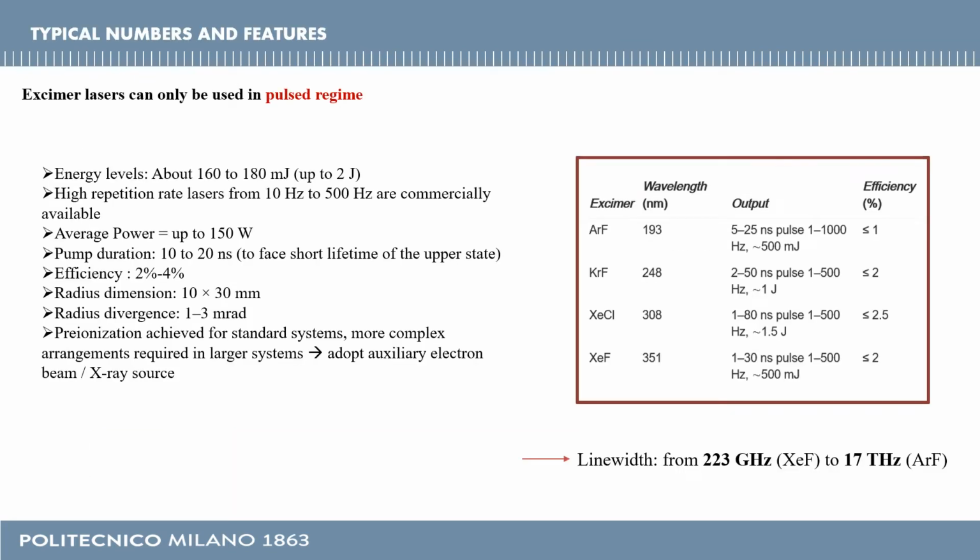Now, in particular, we can say that the excimer lasers are used in pulsed regime. If we want to analyze some mathematical data according to these excimer lasers, we can say first of all that we have energy levels that span between 160 millijoules to 180 millijoules, but actually in the case of our excimers, they can even arrive to 2 joule. Here we see that, for instance, for the argon fluoride, we have 500 millijoule and so on. So in general, they can even arrive to 2 joule.